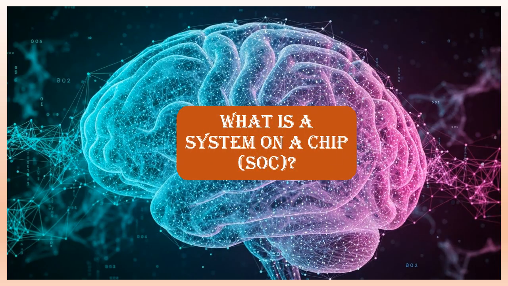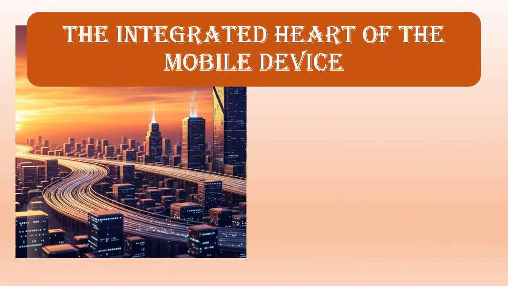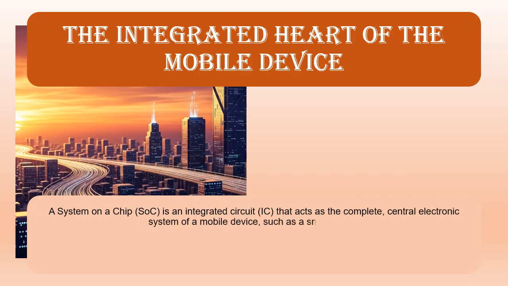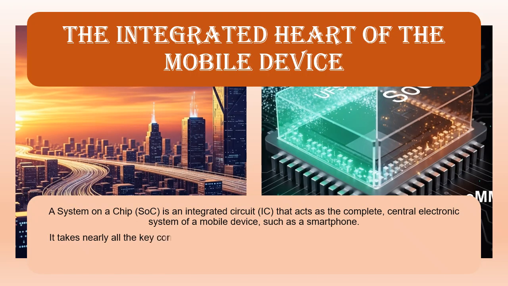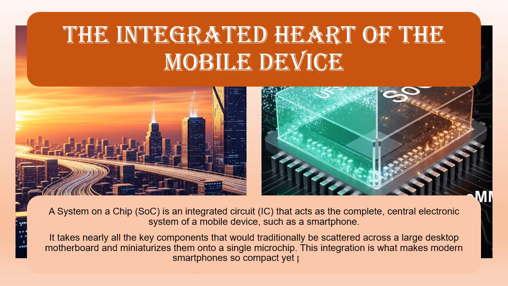What is a system on a chip, SoC? The integrated heart of the mobile device. A system on a chip, SoC, is an integrated circuit, IC, that acts as the complete, central electronic system of a mobile device, such as a smartphone. It takes nearly all the key components that would traditionally be scattered across a large desktop motherboard and miniaturizes them onto a single microchip. This integration is what makes modern smartphones so compact yet powerful.